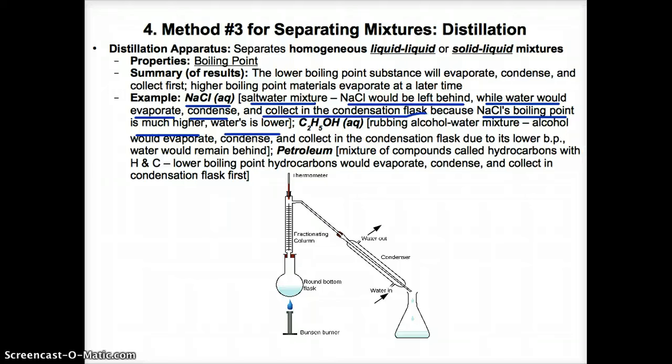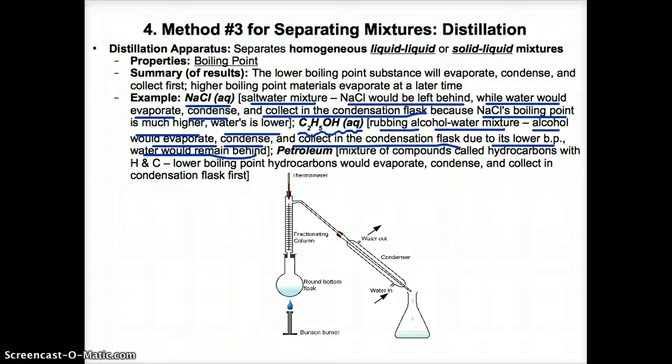Another example of a homogeneous mixture that you can separate that's a liquid-liquid mixture by distillation is C2H5OH(aq). This C2H5OH is ethanol, and obviously aq implies that it completely dissolves in water, so the other liquid involved would be water. So put together you would form an aqueous solution or a homogeneous mixture of ethanol. You can think of it as a rubbing alcohol mixture, where the alcohol, having a lower boiling point than water, would evaporate, condense first, and collect in the condensation flask as a liquid first, while water would probably remain behind or evaporate later because it has a higher boiling point.